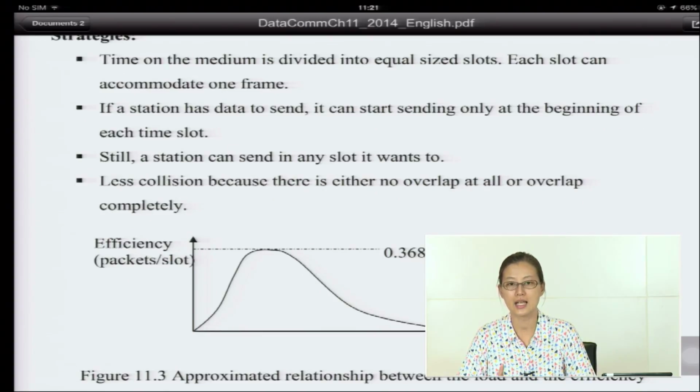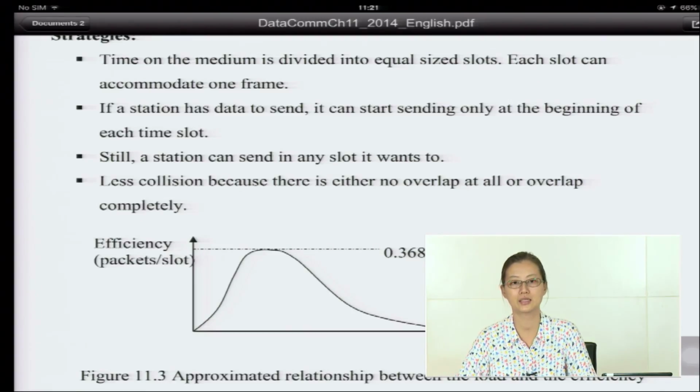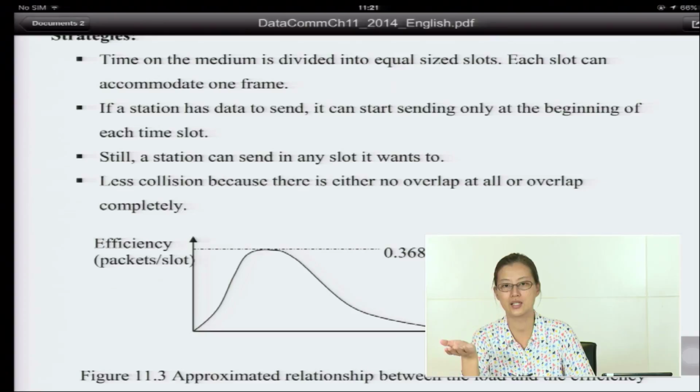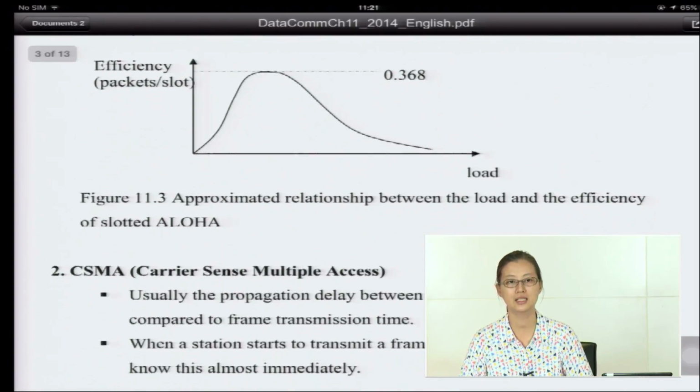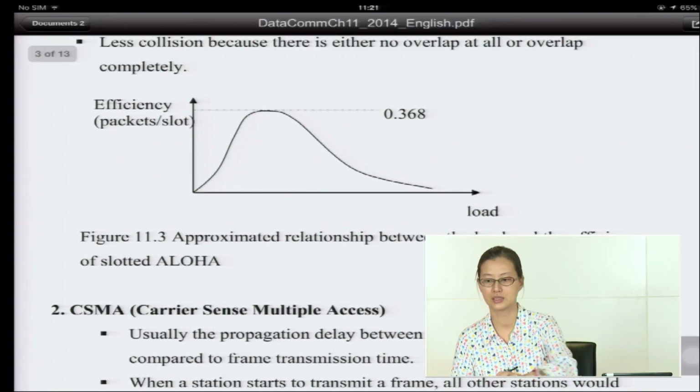A station can still send in any slot that it wants to. It just has to wait until the beginning of the slot. So it has less collision, because either there is no overlap at all or the overlap is complete. So efficiency goes up. So let's look at this.